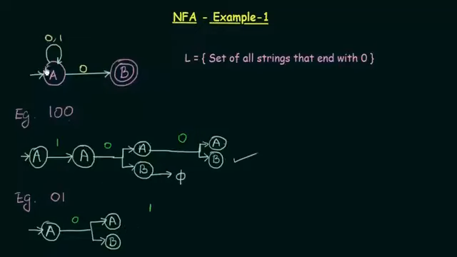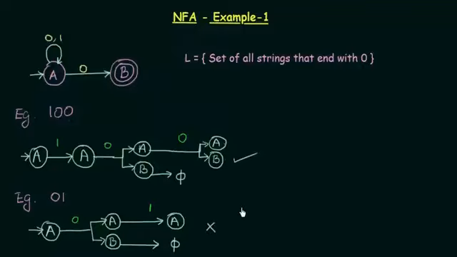A stays in itself on getting input 1. And B on getting input 1 goes nowhere, so B goes to phi. Now I have reached the end of the string, and I am in state A and phi. Is state A the accepting state? No, it is not. And phi is also not an accepting state. So this string will not be accepted.